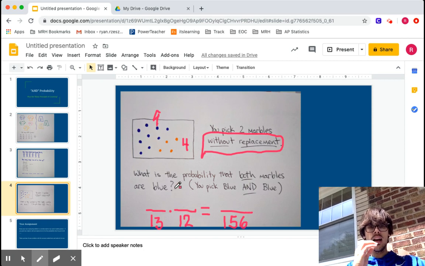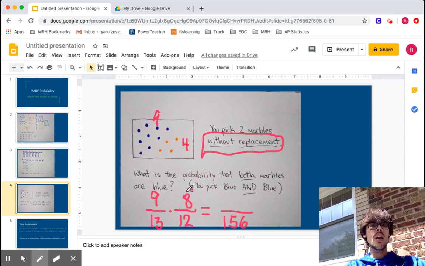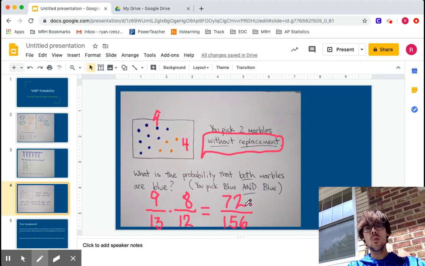And then for my top, my first marble, I want to get blue for both. There are 9 blue marbles in that box. For my second pick, though, if I already got a blue on my first one and I throw it away, there's only going to be 8 blue marbles left. So when I actually multiply that out, I'm going to get 72 over 156, which you could go ahead and reduce or make a decimal.